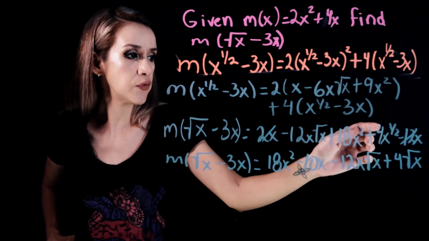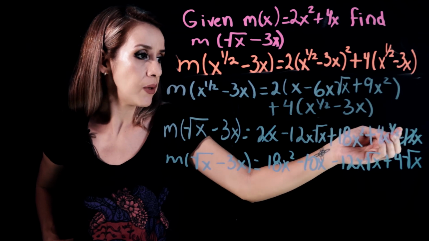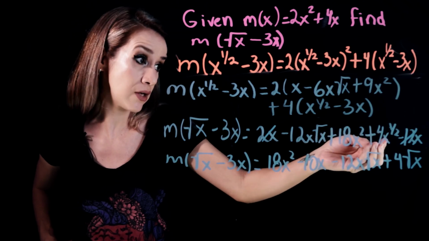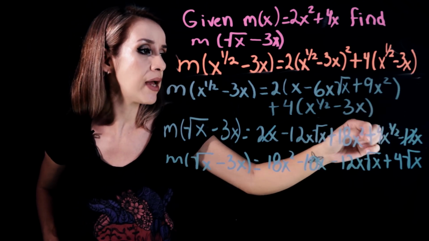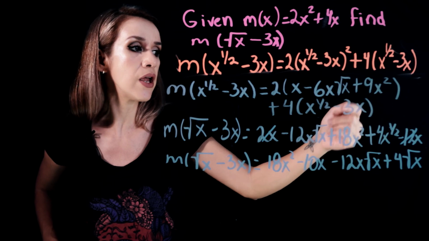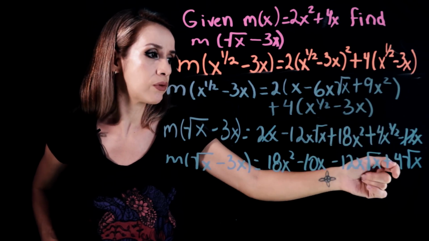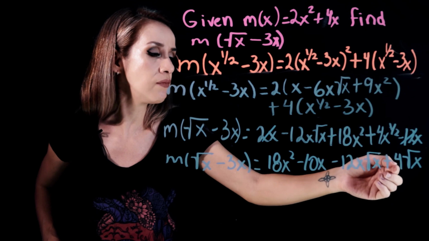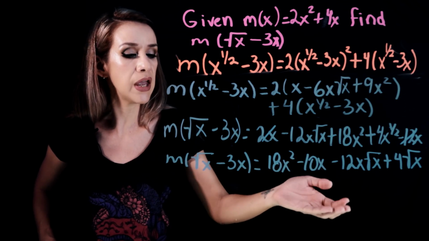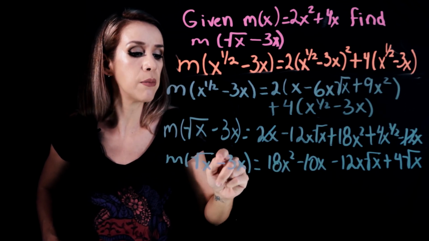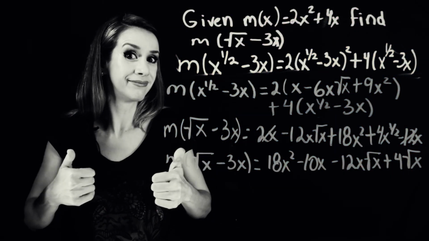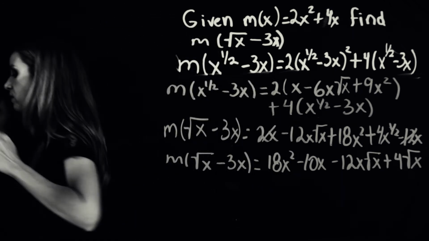Last but not least is this 4x to the 1/2 power. And because I don't have any other element in the function that includes the x to the 1/2 power, I'm going to pass this element directly into my answer, but I'm going to change the fractional exponent notation by the square root notation. That's why I have a 4 times square root of x. And this is my answer, guys. This is the result of evaluating the square root of x minus 3 times x into the function m of x. It's been a perfect journey time, baby.